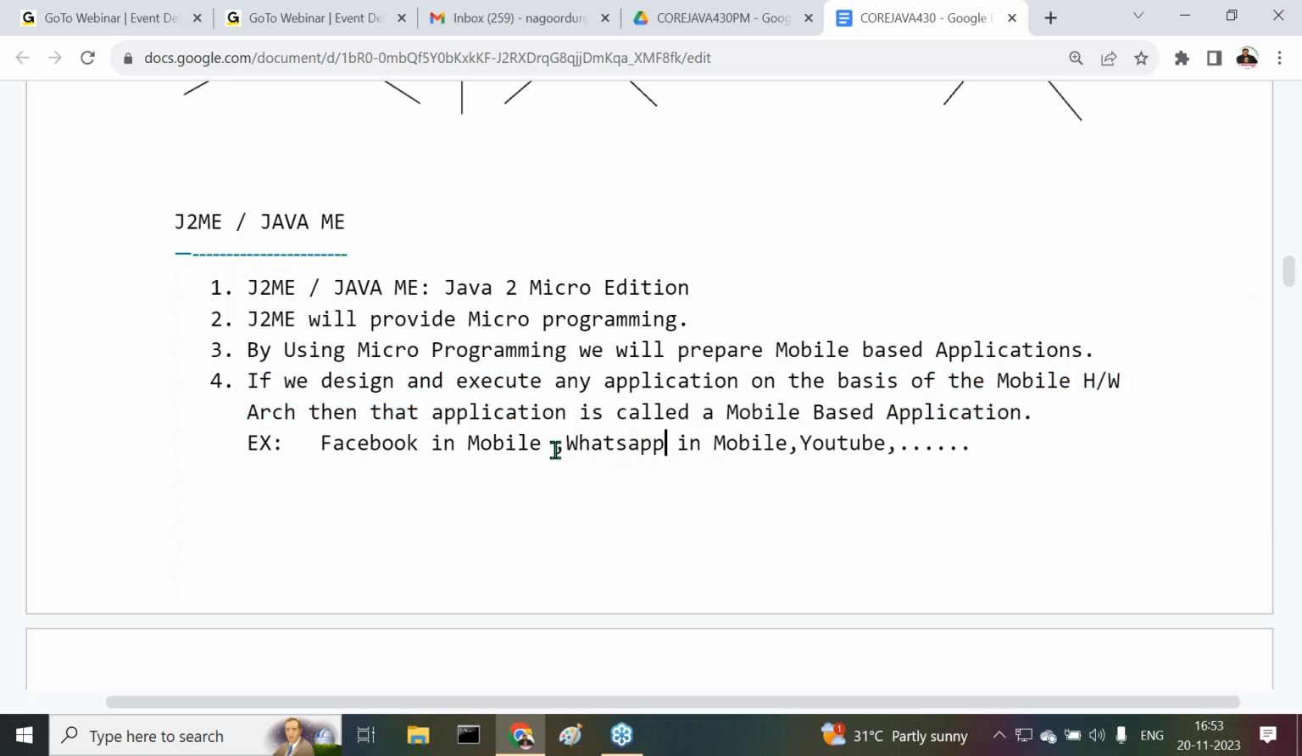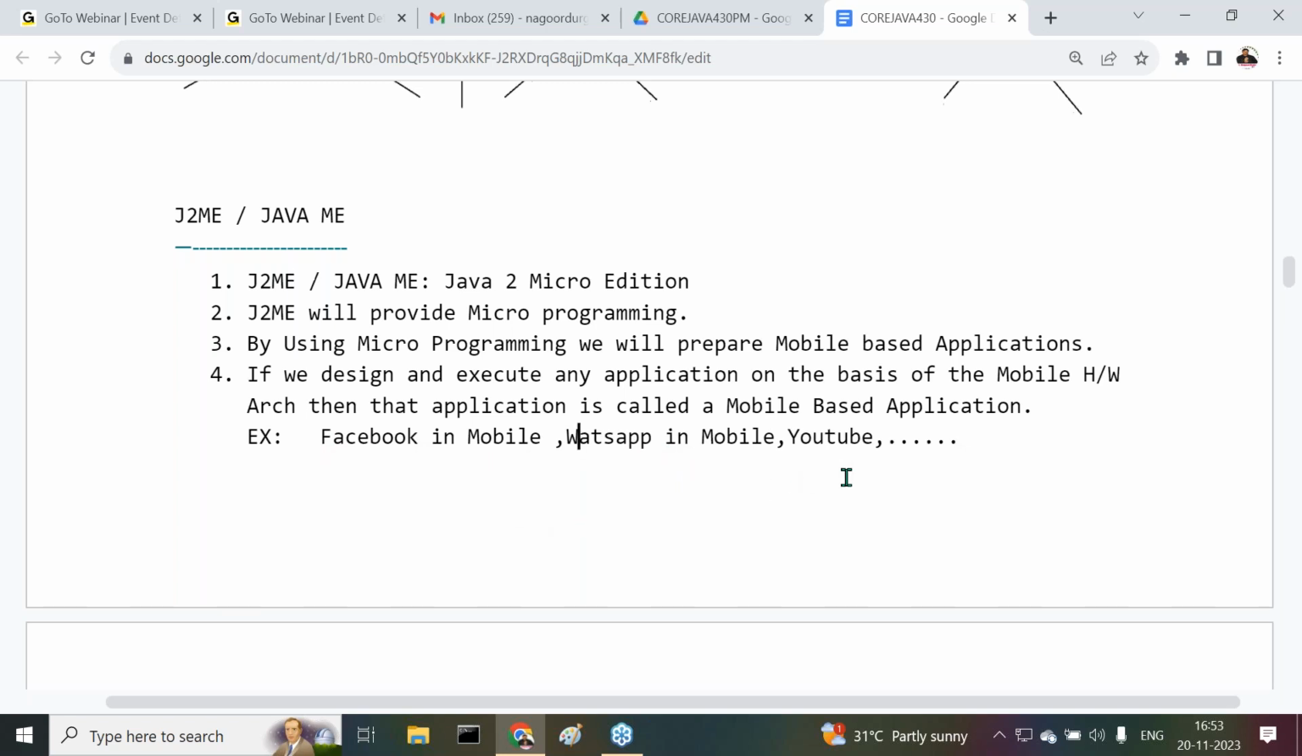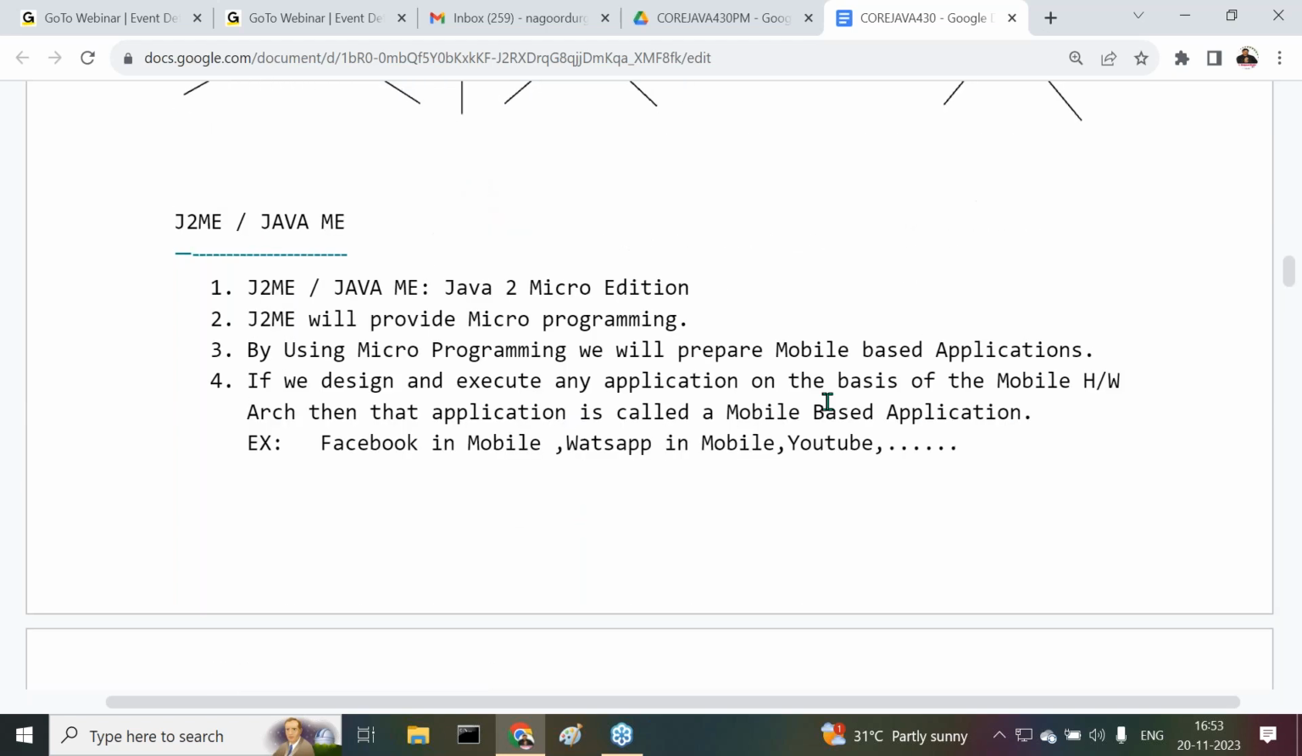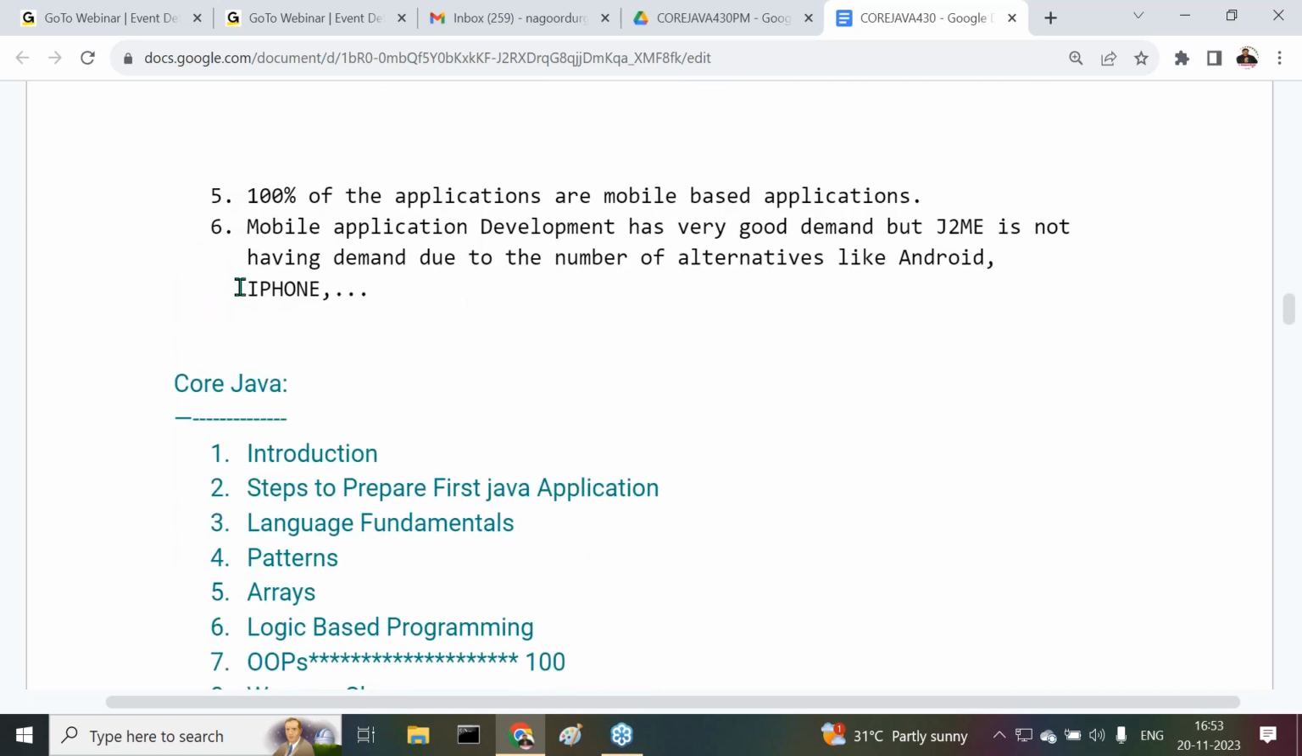Number of examples are available. What are the various examples here? Facebook and WhatsApp, or maybe different applications are available. All these are mobile-based applications. How many applications are mobile-based applications? Nearly 100% of the applications are mobile-based applications. Mobile application development has very good demand outside, but J2ME is not having any demand. It is almost dead outside.